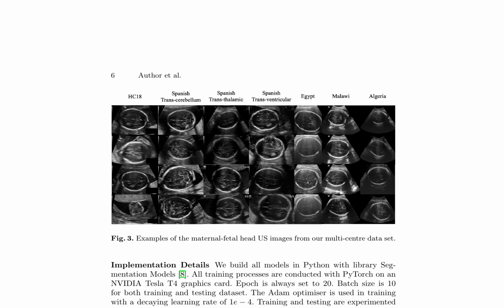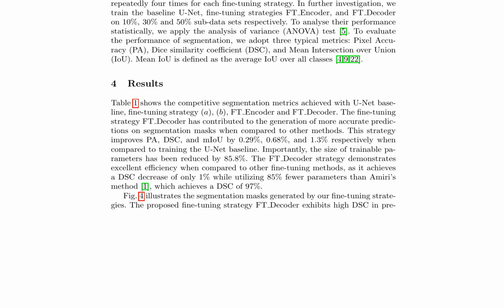test. The performance of the segmentation models is evaluated using 3 metrics: pixel accuracy, PA, dice similarity coefficient, DSC, and mean intersection over union, IOU. The mean IOU is defined as the average IOU over all classes. The results show that the fine-tuning strategy FT decoder achieves competitive segmentation metrics, outperforming the UNet baseline and other fine-tuning methods.